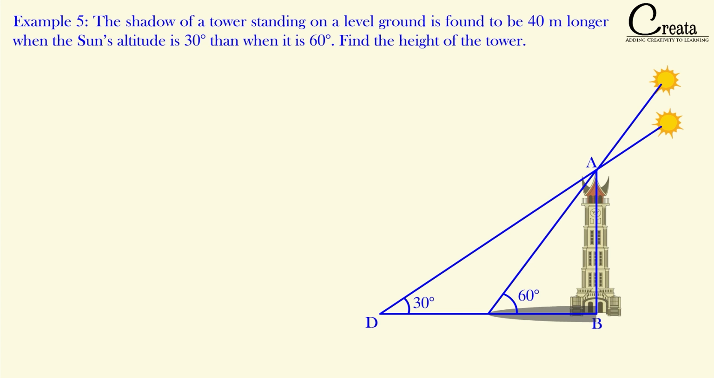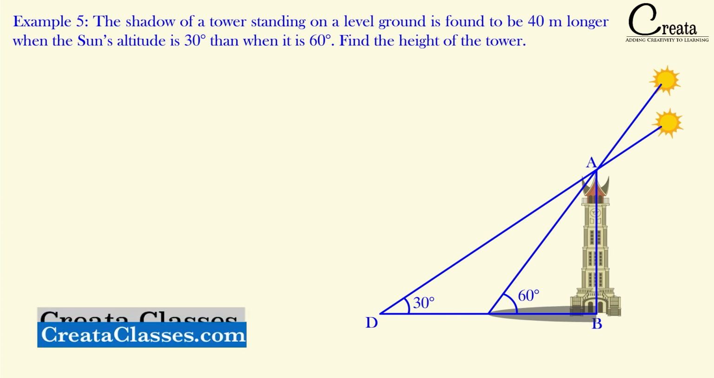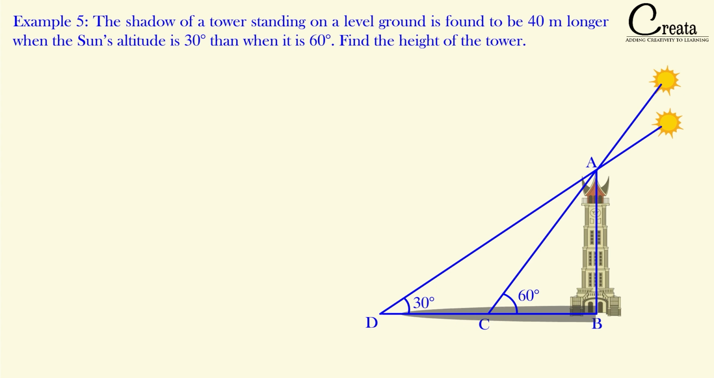Now sun location has been changed. So the location of the shadow has also been changed. Now the shadow at 60 degree has shrunk. Let's mark the shadow as BC. Initially the shadow was BD. Now shadow has shrunk to BC. And the observer has noted that the difference between the shadow length is 40 meter in the two cases. It means this distance is 40 meter. Initially the shadow was BD. Now the shadow is BC. So the difference between both the cases is 40 meter. Got it? So this is the scenario, and in this question we have to find the height of the tower.